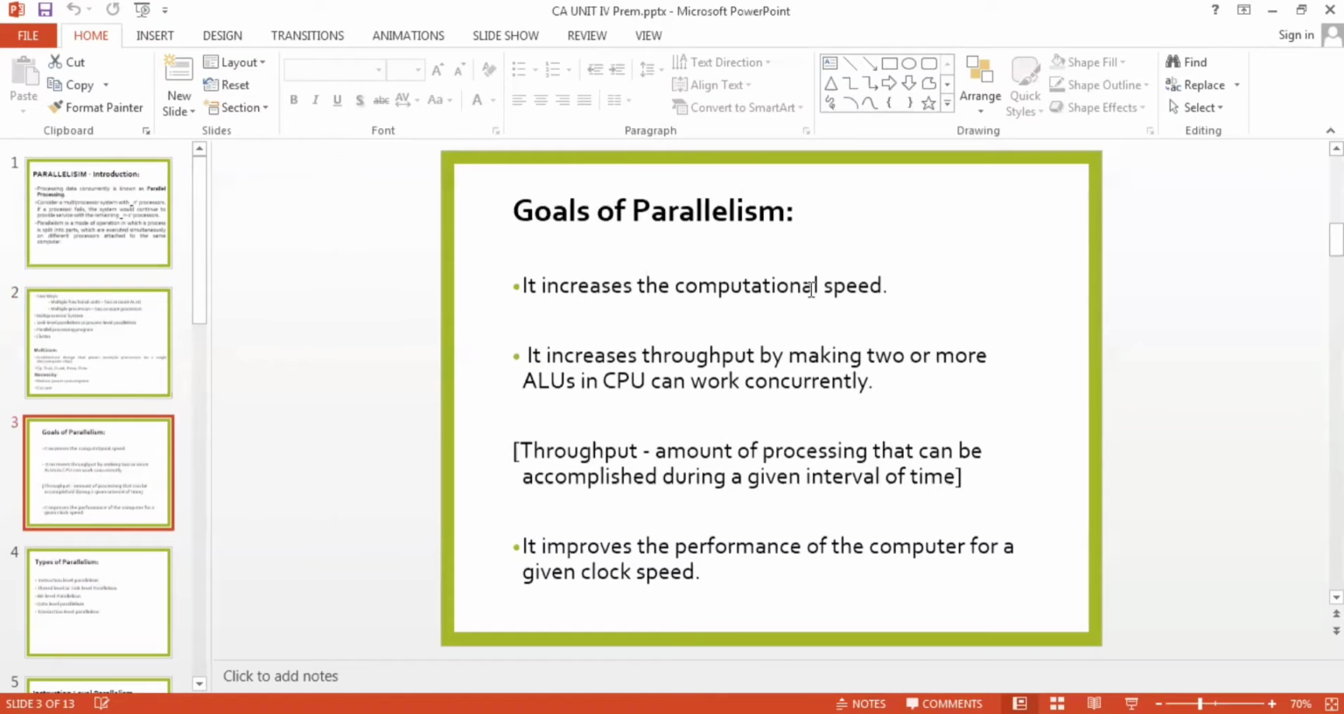The computational speed can be increased with the help of parallelism. Second, if you use two or more ALUs in a single CPU working concurrently, the throughput will be increased. What is the meaning of throughput? It is the amount of processing that can be accomplished during a given time interval. The next one is to improve the performance of the computer for a given clock speed.